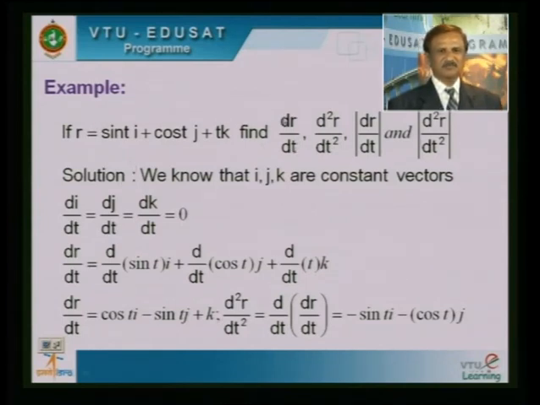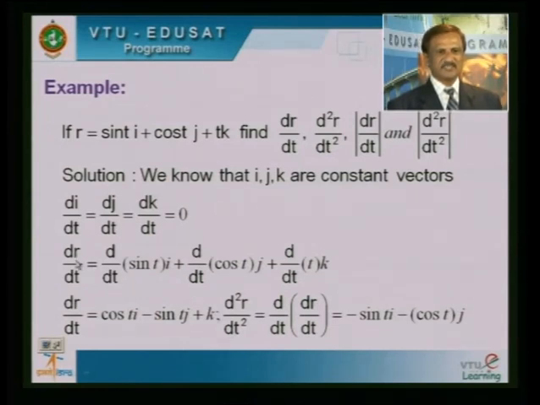Is it clear? And just now we have observed how we calculate dr by dt and d square r upon dt square. In the similar way, we can calculate. And as you know, i, j, k are the constant vectors. If you differentiate constant vectors, I hope here also you will get 0. That is why here I have written di by dt is equal to dj by dt is equal to dk by dt is equal to 0.